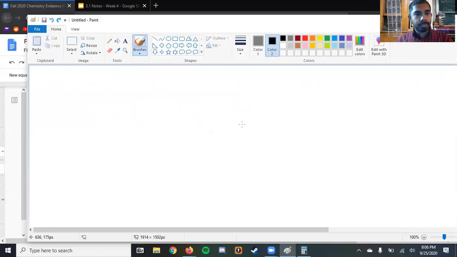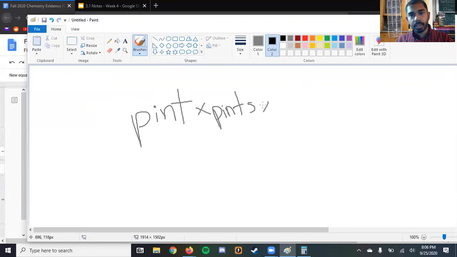It works with the units too. If we have, let's say, pints, feel free to be amazed at my drawing. If we have pints times pints times pints, that word's going to get real annoying, you would have pints cubed. Right? So if you're taking the volume of something, you would have pints cubed, and we don't want that. We want units to be gone.